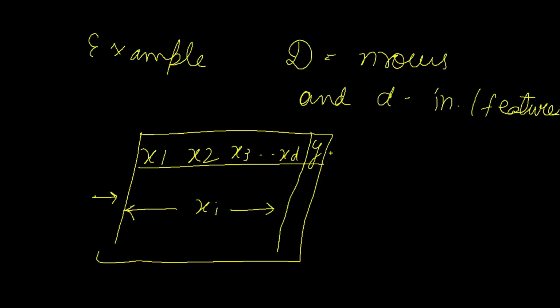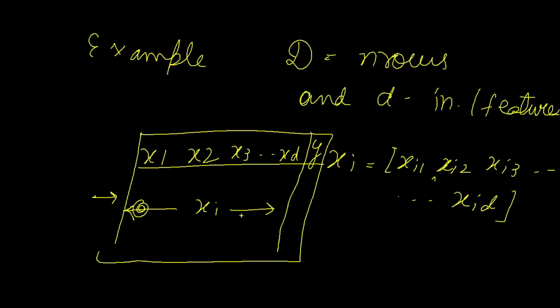We are going to write xi as xi1, that is this value, xi2, writing in the form of a vector, xi3 and xid. This one is xid. Now we are going to multiply these values with weights. Let me show you with an equation.